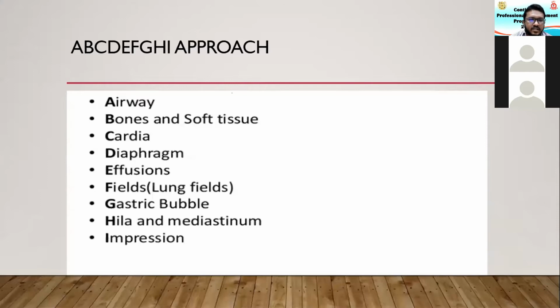Now they have described an A B C D E F G H approach, where you start with the airway, then the bones and soft tissues, cardiac, diaphragm, effusions. If there are any effusions, then you move on to the lung fields and look for the gastric air bubble, especially in children, whether it's missing or you can see it. Then you describe what's happening in the hila, and then you come to a diagnosis.